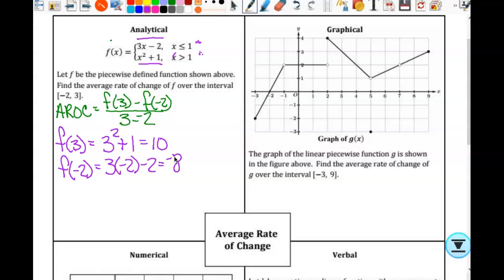No biggie. All right, so now I just go back up here and substitute it in here. F of 3, I found that it's 10 minus f of negative 2, negative 8. What's 3 minus a negative 2? 5. So then what's 10 minus a negative 8? 18. So I get 18 over 5. I can't reduce that. That's my answer.